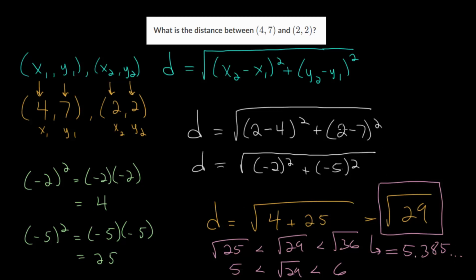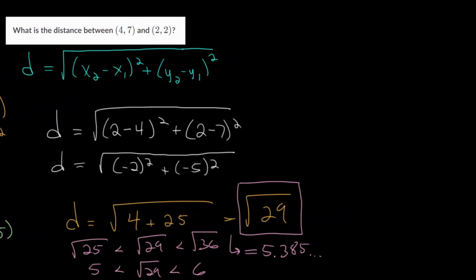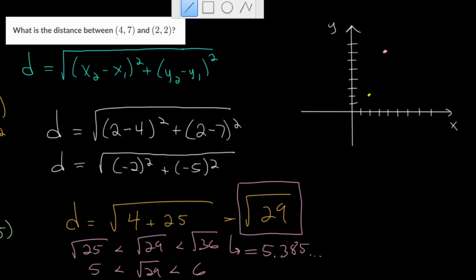So remember, the main idea of this formula is that it saves you the time of having to draw out a picture of this. But that is also one way that we can check our work. So let me quickly draw a coordinate plane, and I can plot these 2 points. So this point 4, 7, we go right 4 and then up to a y value of 7. And this other point, 2 comma 2, we go over 2 and up 2. And we're finding the distance between them.